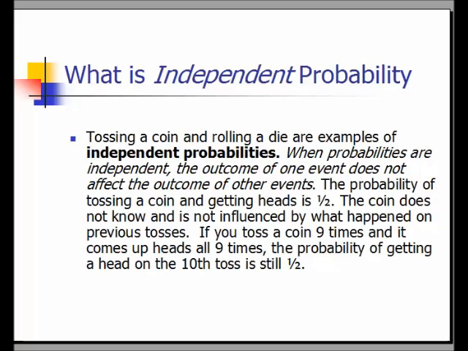The probability of tossing a coin and getting heads is 1/2. The coin does not know and is not influenced by what happened on previous tosses. If you toss a coin 9 times and it comes up heads all 9 times, the probability of getting a head on the 10th toss is still 1/2.